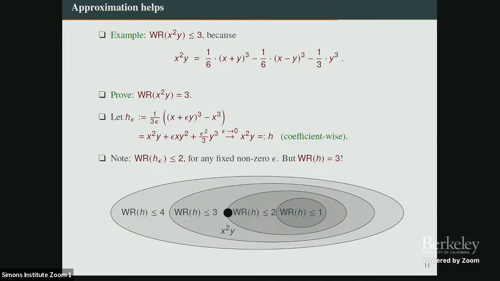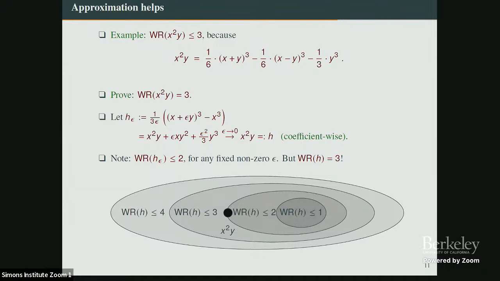Note that x square y cannot sit inside this set, and it cannot sit outside this here as well, because if x square y is here, then there should be a sequence that actually comes here in between. That will make h epsilon have Waring rank 3. That cannot happen. So h epsilon has to stay inside this, but h cannot really come here. So it has to be really in the border somehow. Otherwise, there is no point that it appears.